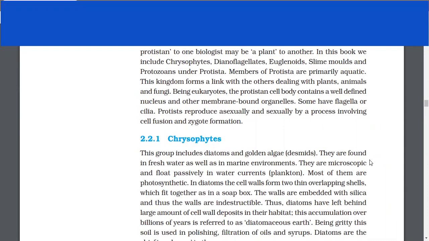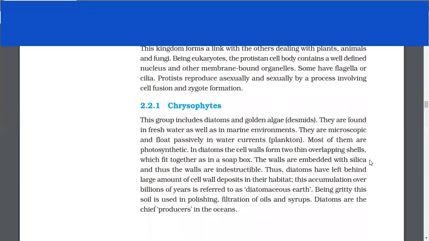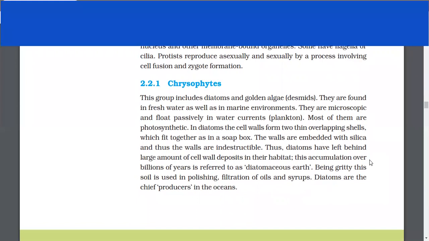Being eukaryotes, the protistan cell body contains a well-defined nucleus and other membrane-bound organelles. Some have flagella or cilia. Protists reproduce asexually and sexually by a process involving cell fusion and zygote formation. Chrysophytes. This group includes diatoms and golden algae. They are found in fresh water as well as in marine environment. They are microscopic and float passively in water currents. Most of them are photosynthetic.